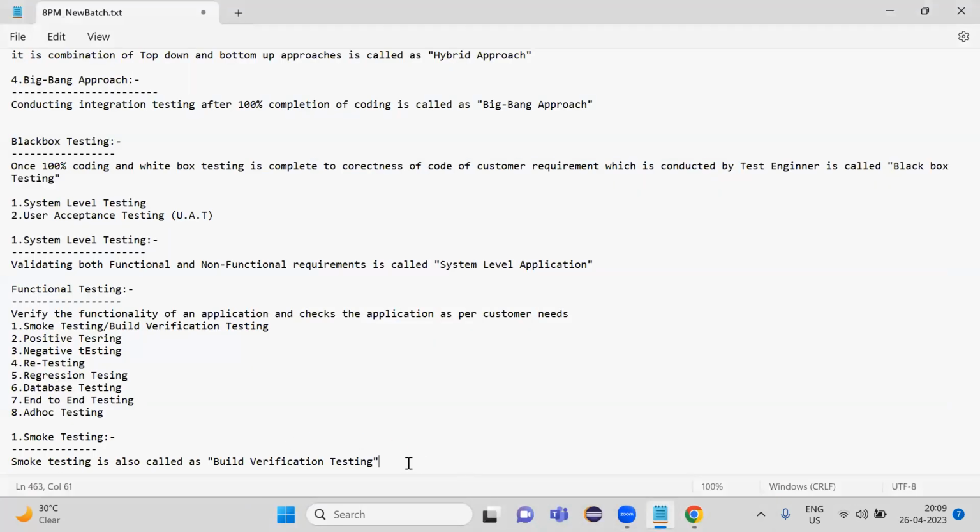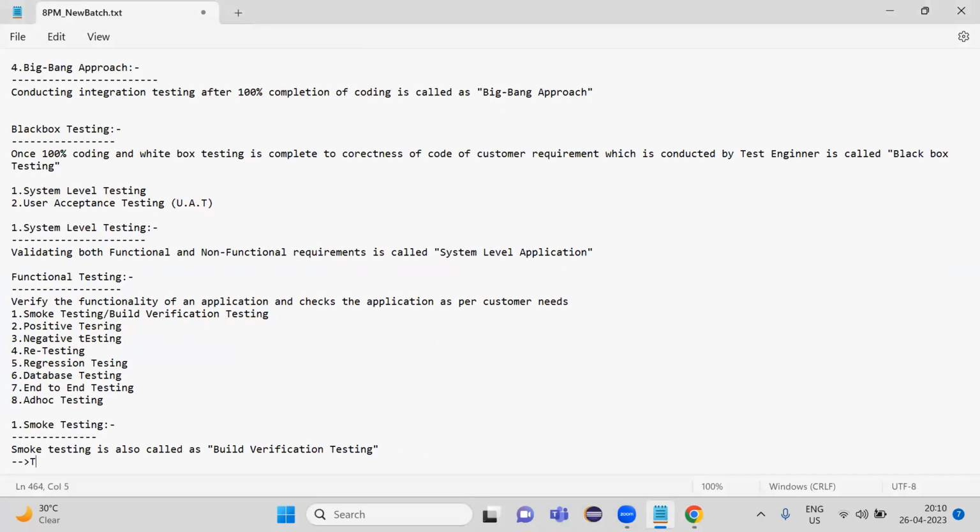What is smoke testing? In this type of testing, we need to check basic functionality. If basic functionality is not working, then performing each and everything is of no use, right? Suppose you are going to transfer some money from PhonePe. If PhonePe is not working, then testing each and everything is no use, right? Yes or no?